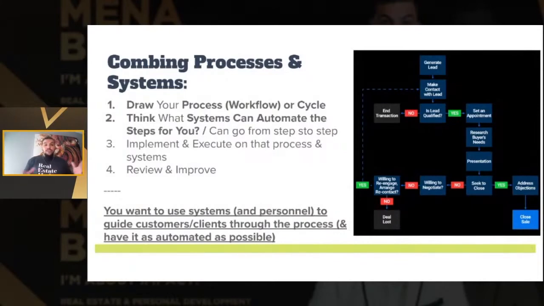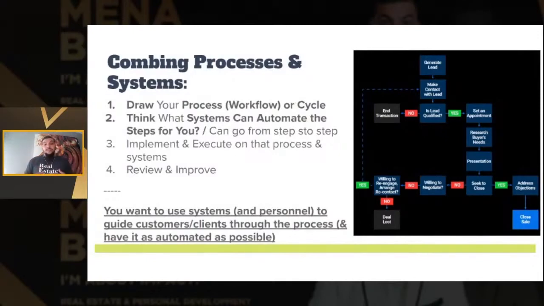Now, when you first draw out a process, when you begin implementing these systems, it might not be perfect right away. Hopefully it is, that would be great. But oftentimes you need to make constant tweaks. You need to see, okay, what part of my process or what systems are being very effective? What parts do I need to make changes in, right? So there's always a constant review and improvement of your process and of your systems.